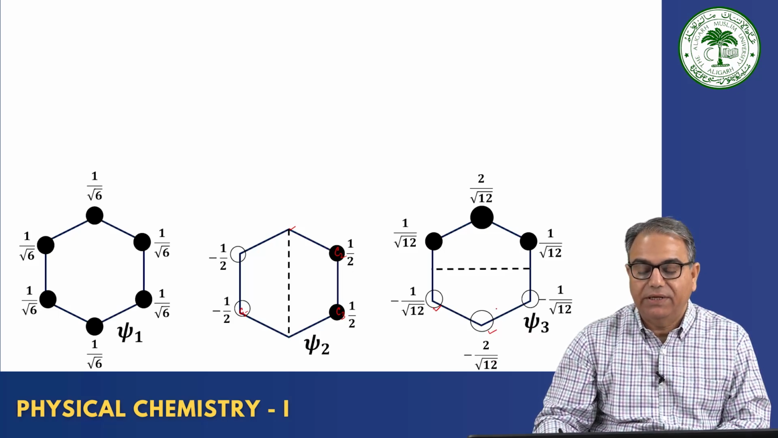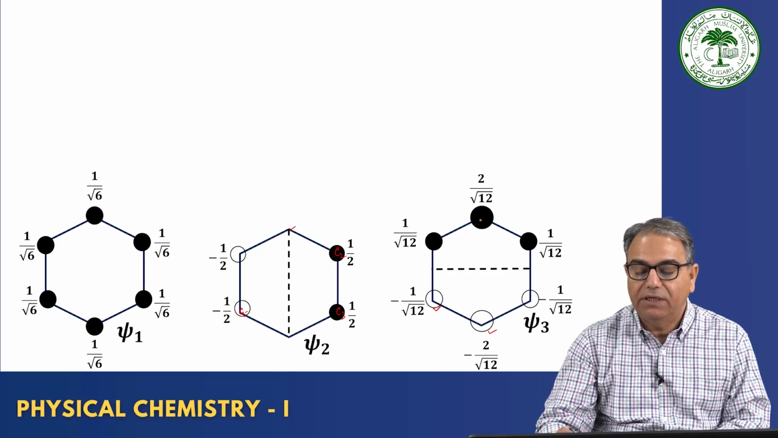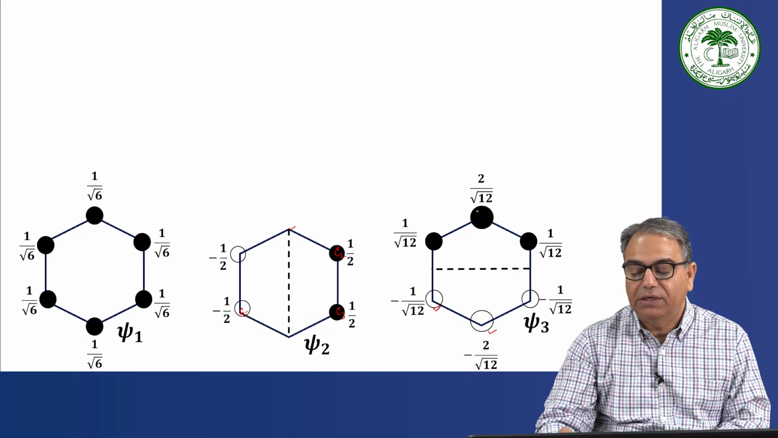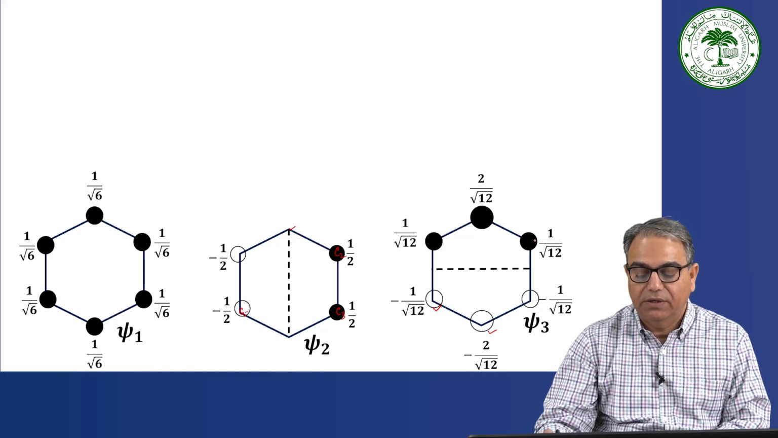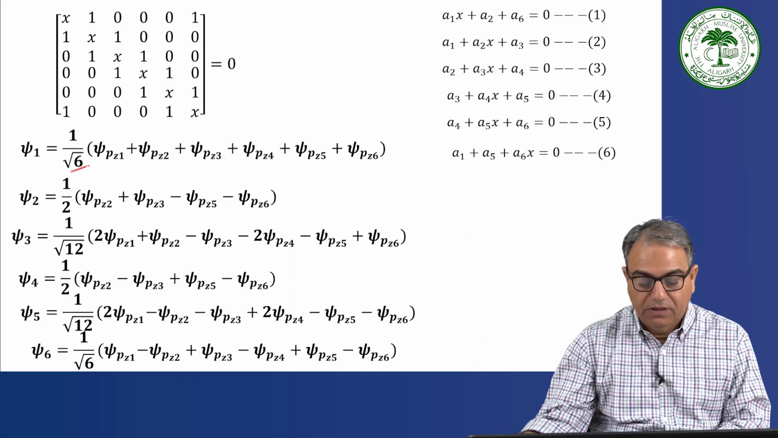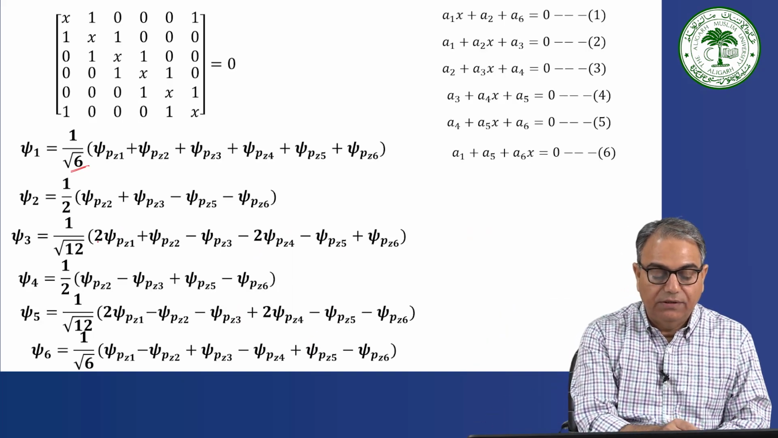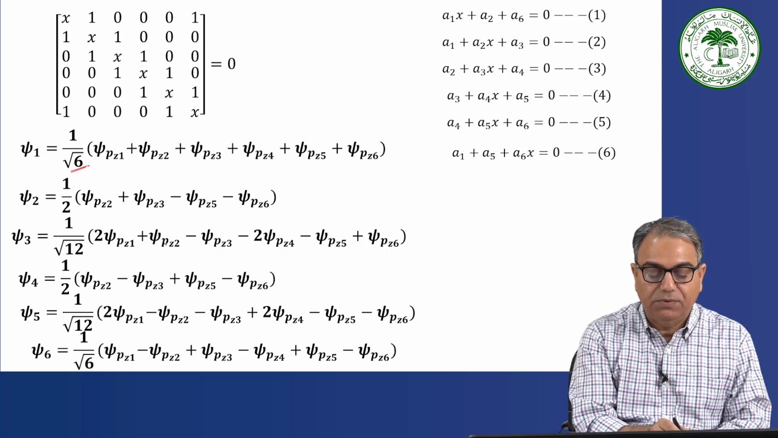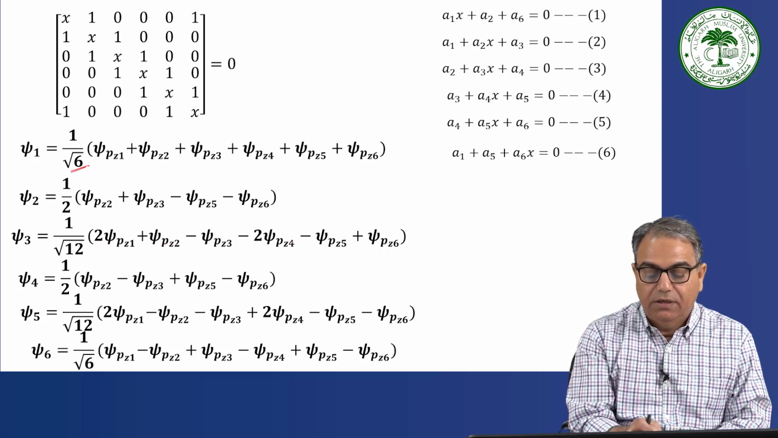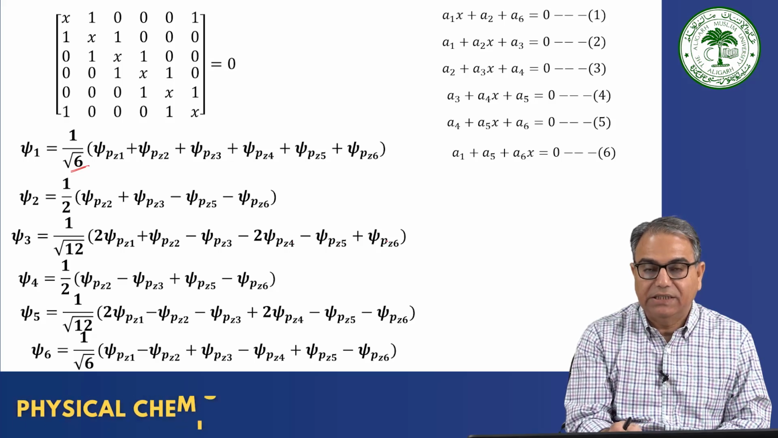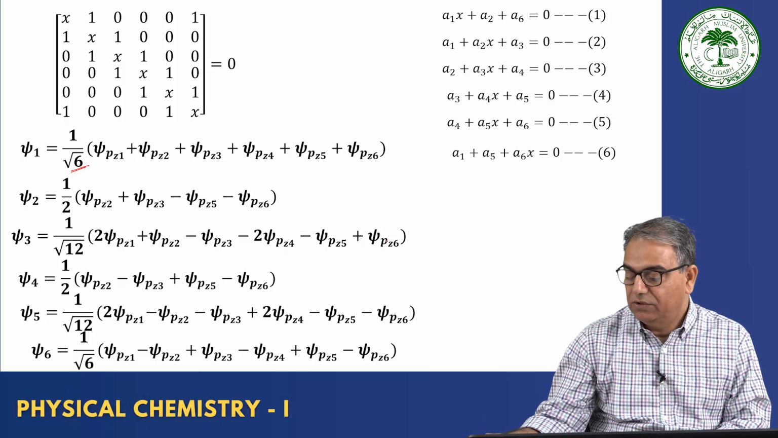So this sphere is bigger in size as compared to this one. The same happens with the filled sphere also. It's 2 divided by root 12, so it's slightly bigger, and it's 1 divided by root 12, so it's slightly smaller. Okay. And if you go for the functions, then you can see the function. The function for C3 is, you see, psi 1 is positive, psi 2 is positive, and then psi 3, psi 4, psi 5 is negative, and again psi 6 is positive. So that's what we have drawn.